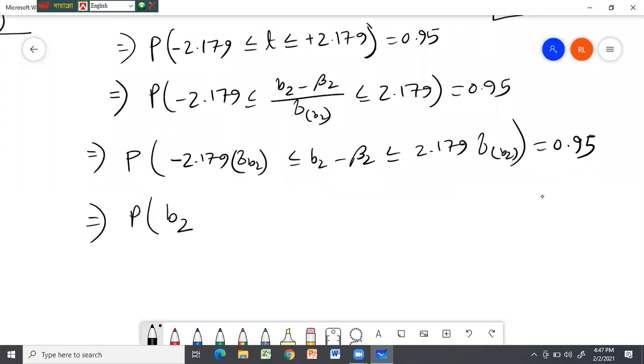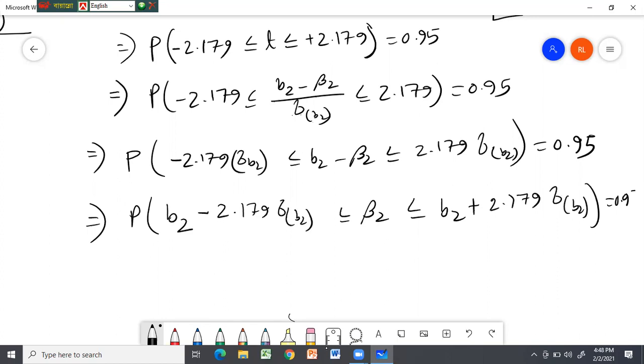b2 value আমরা বের করেছিলাম না we have estimated b2 value which is 0.736 something এরকম ছিল না মনে আছে ভুলে গেছেন 0.726 0.726 ওটা এখানে বসাবেন and then deduct it from a 2.179 into standard deviation of the b2. 2.179 এটা আবার প্লাস করব b2 এর সাথে, so b2 plus 2.179 multiplied with standard deviation of the b2 equal to 0.95.